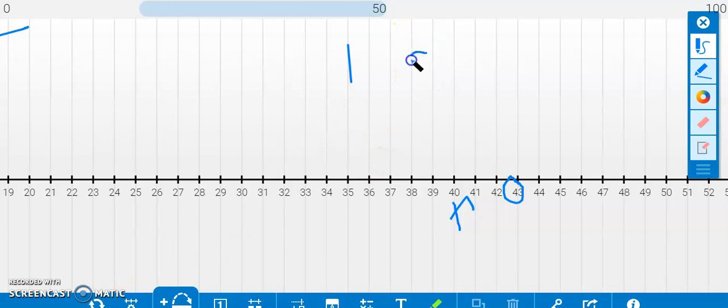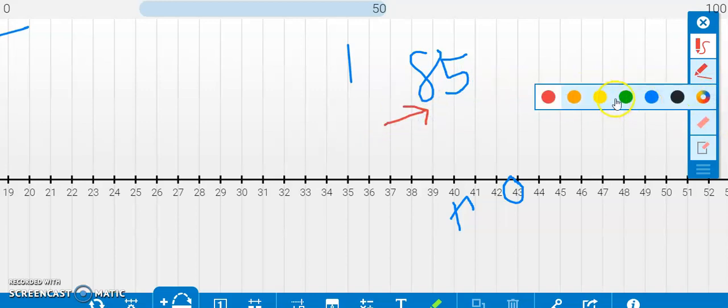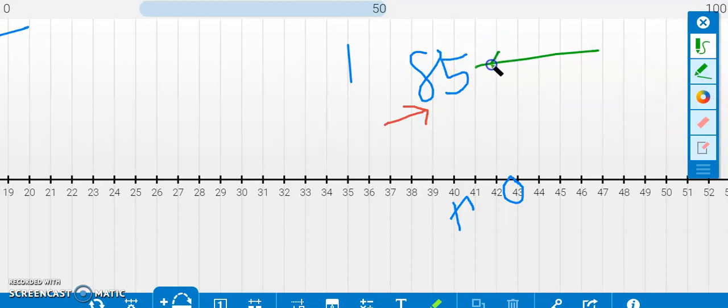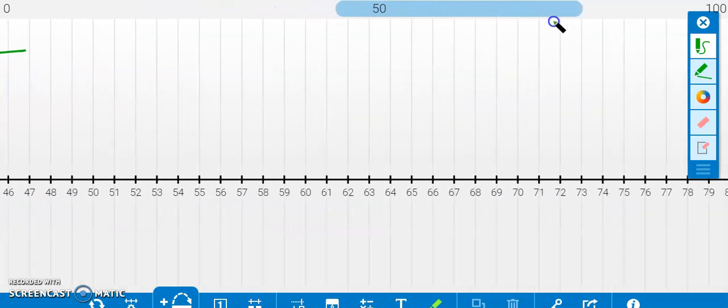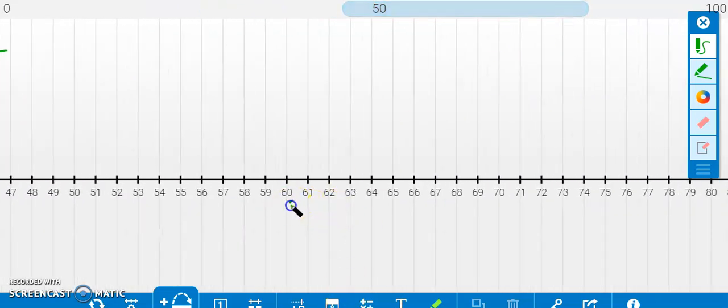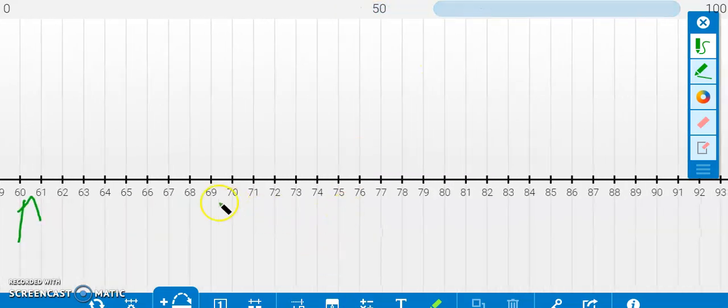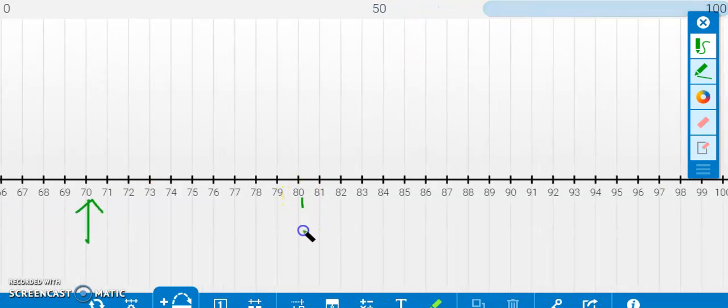Okay, so 85. We're going to take a look at the tens place, which is an 80, and the ones place, which is a 5. So we know that we're going to look around 80 and then 5. Here we have the 60s. It's kind of like counting by ones, 70, but we're counting by tens. 80. And here we have 85, just the one that we're looking for.